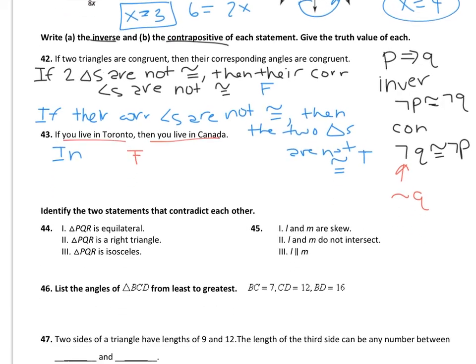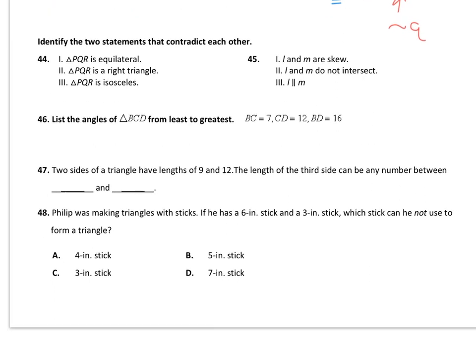And then 44, identify the two statements that contradict each other. So kind of think of it as drawing a sketch. So PQR is equilateral. Triangle PQR is a right triangle. PQR is isosceles. So the two that can't happen at the same time would be this one. You could have an isosceles right triangle, but you can't have an equilateral triangle with 60-degree angles and then have a right triangle that has a 90-degree angle.